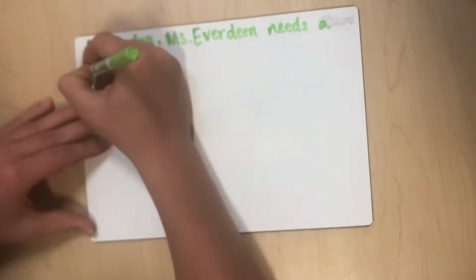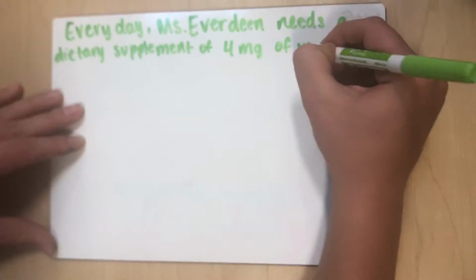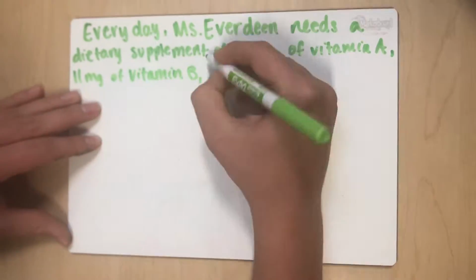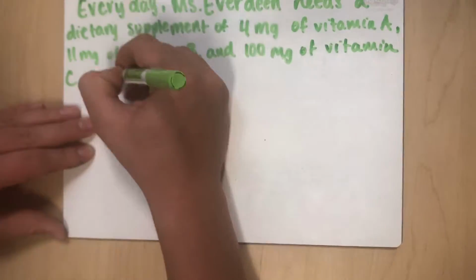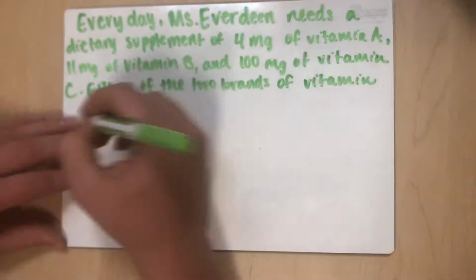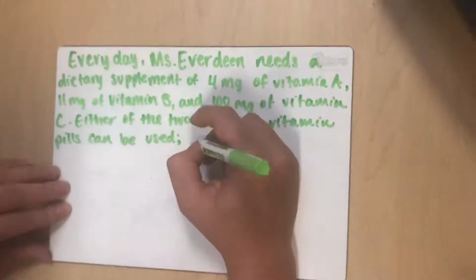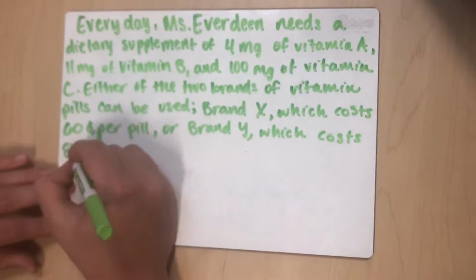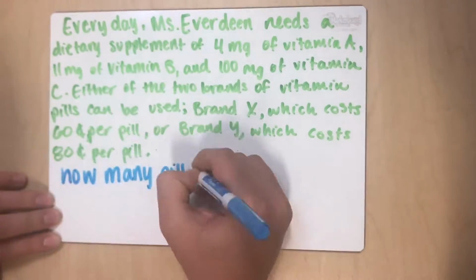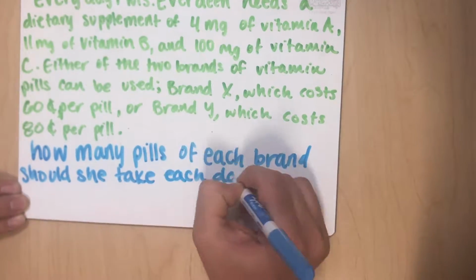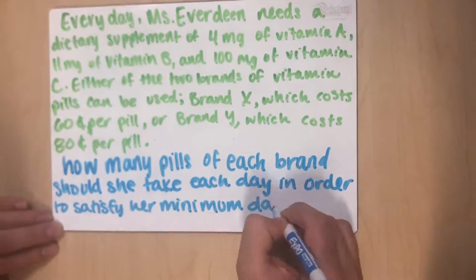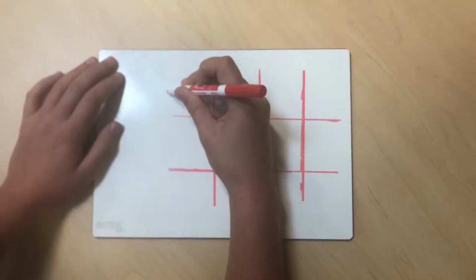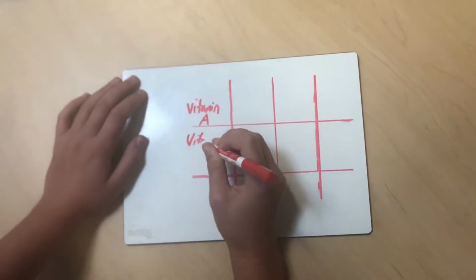Each day, Miss Everdeen needs a dietary supplement of 4 milligrams of vitamin A, 11 milligrams of vitamin B, and 100 milligrams of vitamin C. Either of the two brands of vitamin pills can be used: brand X, which costs 60 cents per pill, or brand Y, which costs 80 cents per pill. How many pills of each brand should she take each day in order to satisfy her minimum daily needs most economically? Here is the table that is included in our problem.